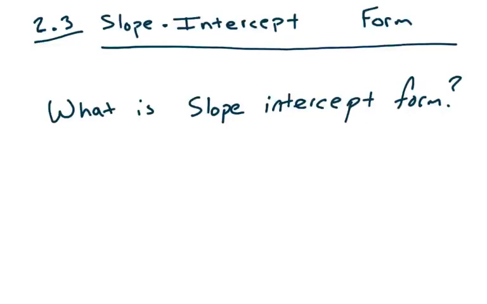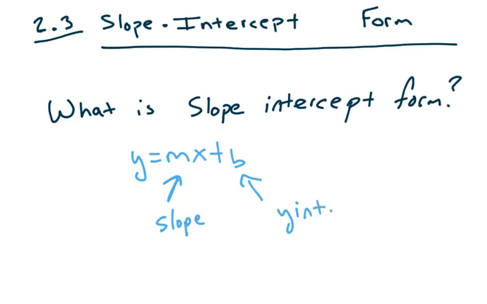We are covering lesson 2.3, Slope-Intercept Form. So, what is Slope-Intercept Form? Slope-Intercept Form is of the format y equals mx plus b, and in this format, m represents the slope and b represents the y-intercept.